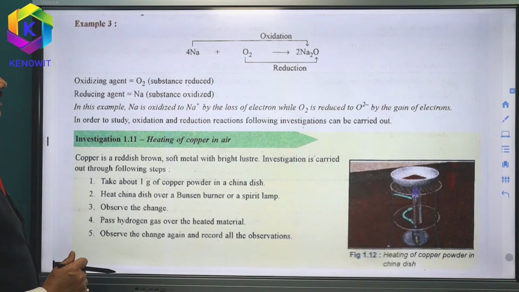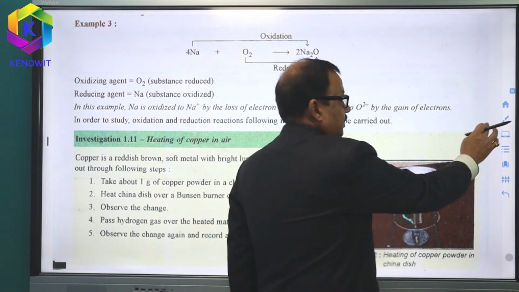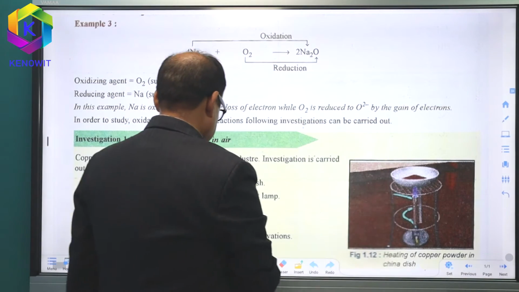Sodium plus oxygen. Sodium combines with oxygen and gives sodium oxide. So in this case, sodium is attached with oxygen.